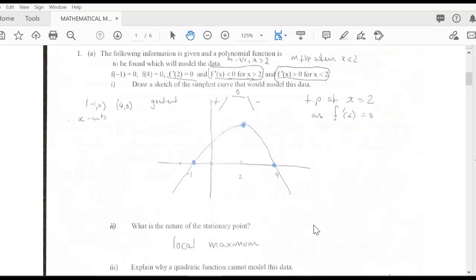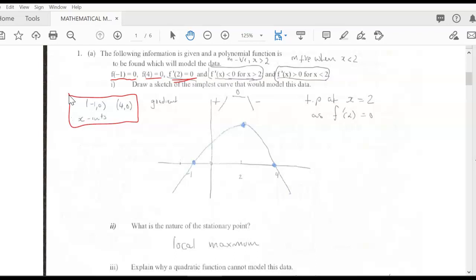What we have is 1 bit of information, 2 pieces of information, and 3 pieces of information. We have 2 points, which are here, and they're our x-intercepts. The reason we know they're the x-intercepts is because we know f of x is equal to 0. So f of -1, so that's your x coordinate, is equal to 0.